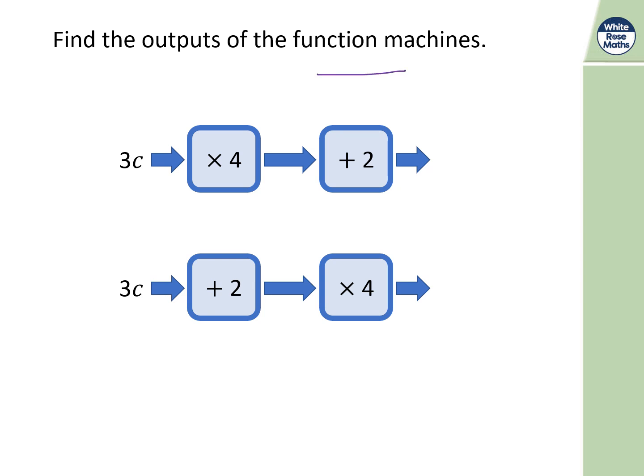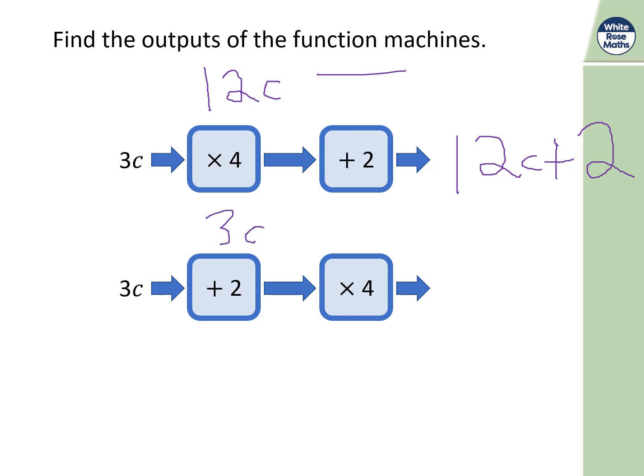3c times 4 is going to be 12c, and then add on the 2 to 12c, and I get 12c plus 2. Okay, or 2 plus 12c. Either answer will suffice for the examiner. This next one, 3c plus 2.